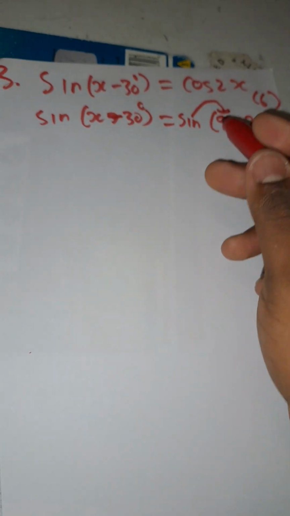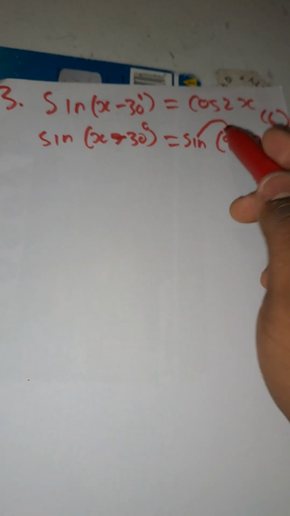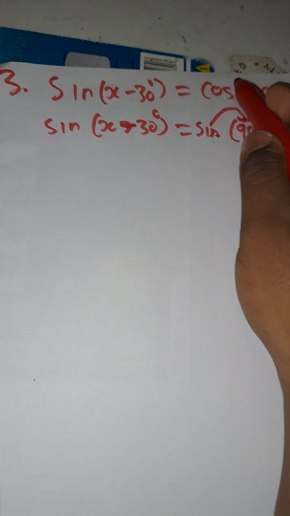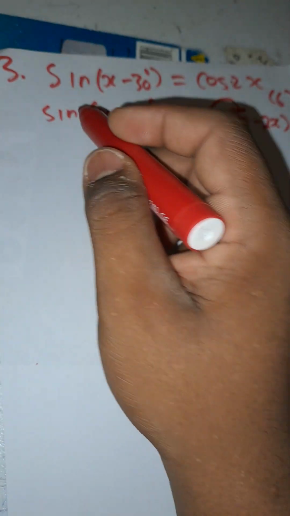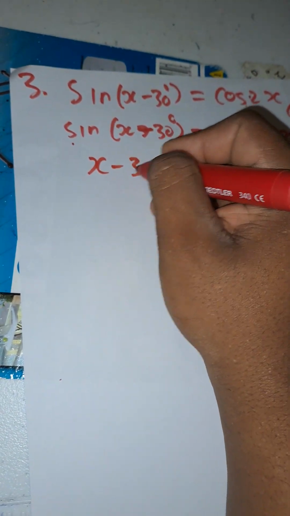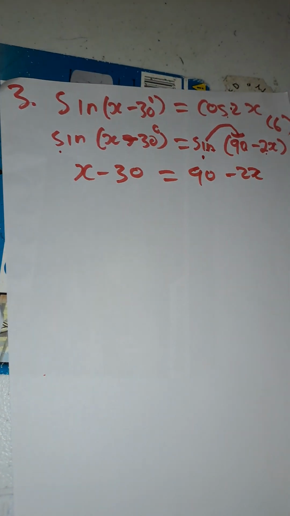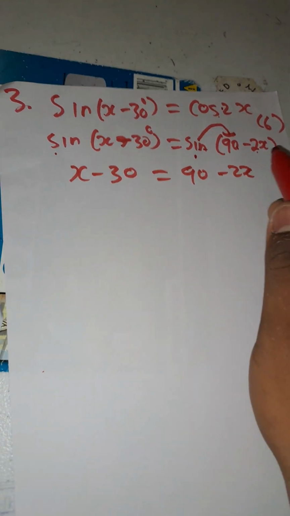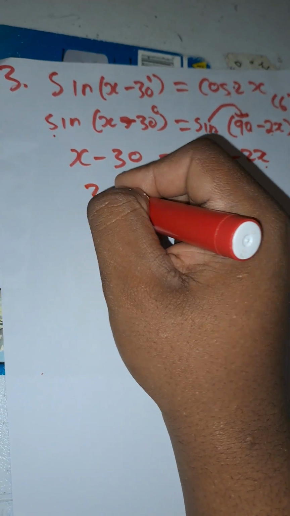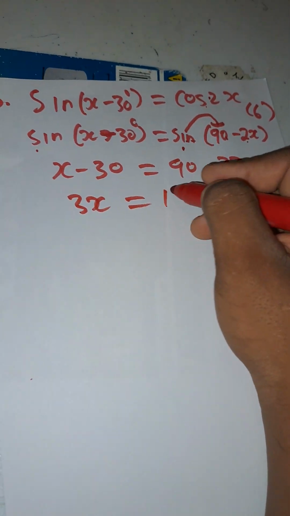Since there is sine and 90, this will change to cos 2x. So I'm doing it in a reversible way. This one was supposed to be cos 2x, so I'm taking it back. I hope you understand me. Since I have sine here and sine here, I'm allowed to equate the two angles. So x - 30 equals 90 - 2x. Take this one to the other side. So I have 3x is equal to 120.